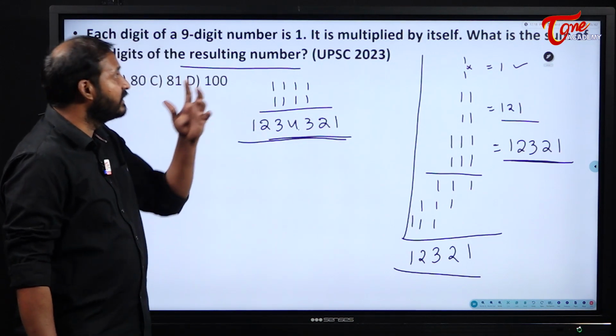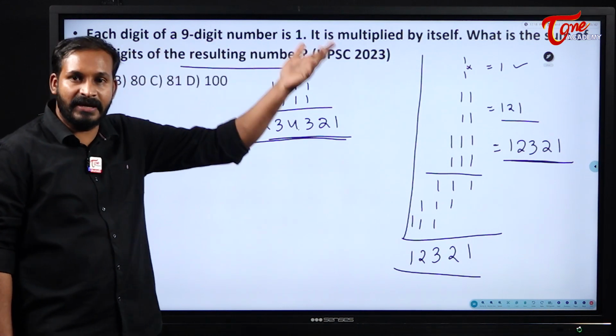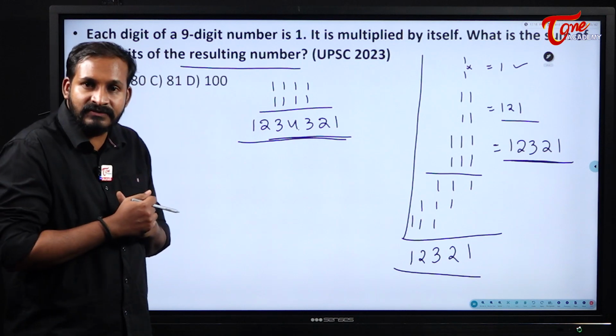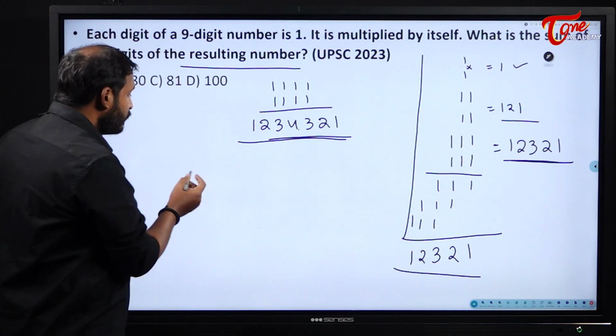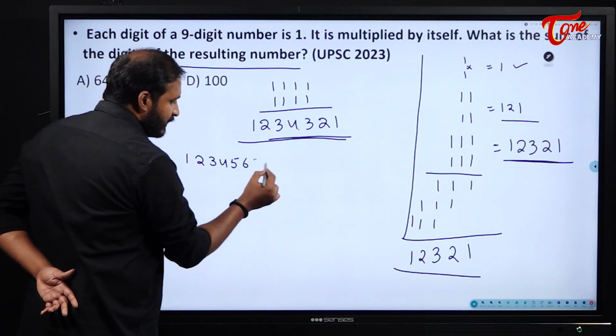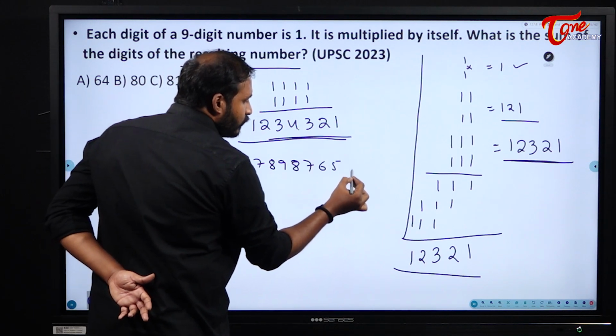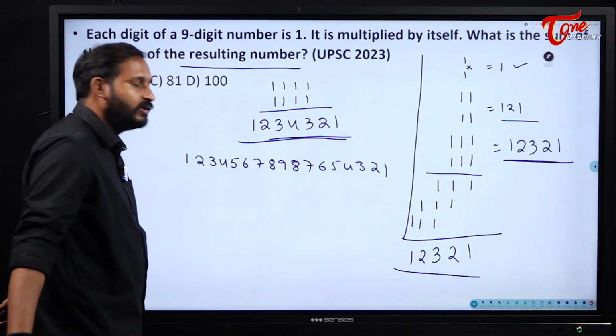Now the same thing, you are multiplying 9-digit number where all the digits are 1. It is multiplied by itself, means when you multiply 9 ones with 9 ones, this is the output you will get. 1, 2, 3, 4, 5, 6, 7, 8, 9. And once again 8, 7, 6, 5, 4, 3, 2, 1. This is the value which you will get.